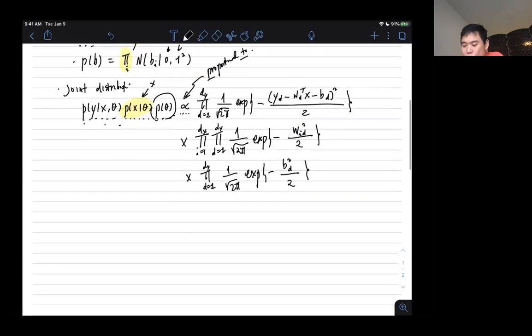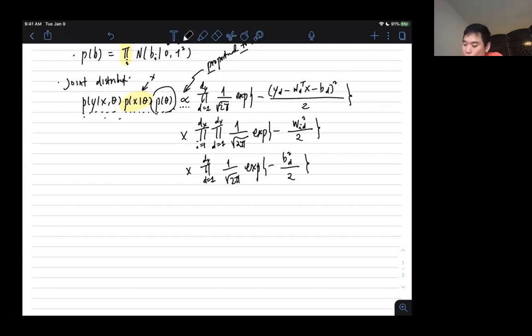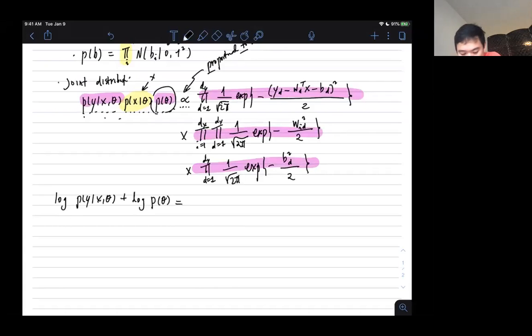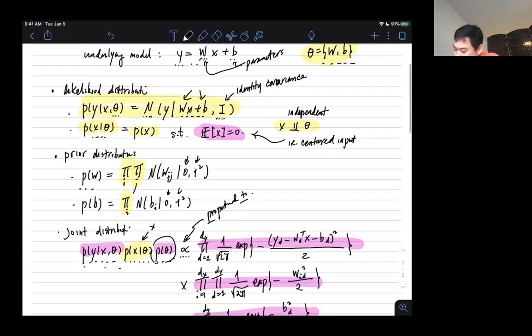Now, of course, as we talked about over and over, it's always better to work in the log space. So we're going to work in the log space considering only these two terms. That is, only these three terms. Let's write it down here. So it's going to be log of p of y given x, theta plus log of p of theta. And then that's going to be identical to, let's see, I think I actually forgot to write something here.